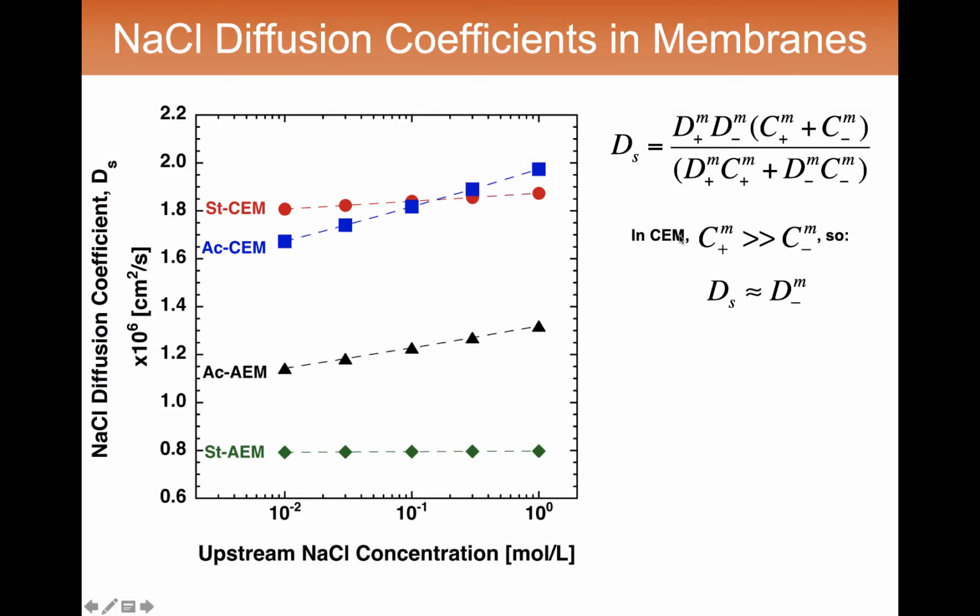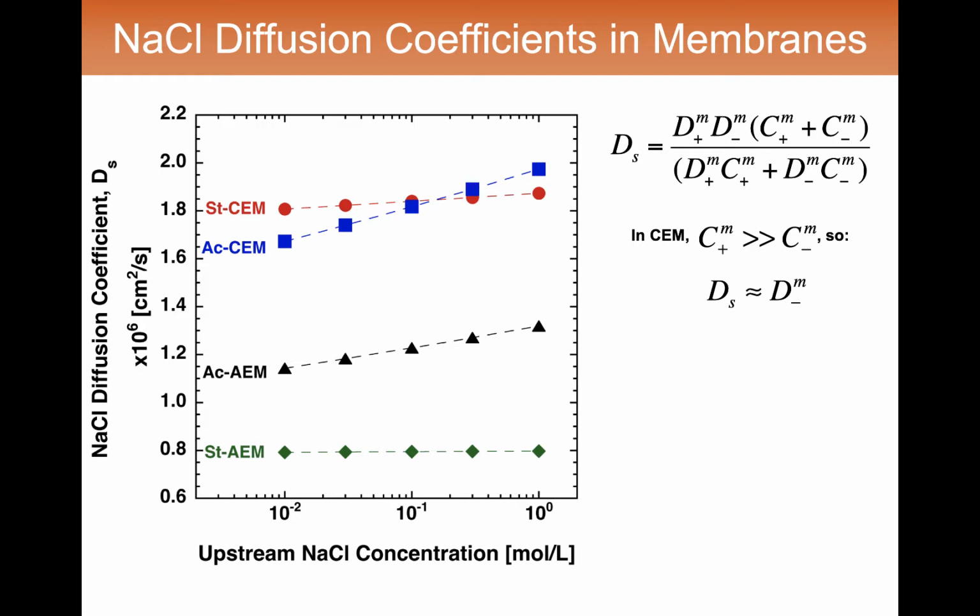So in the cation exchange membrane, the concentration of cations, say sodium ions, is much greater than the concentration of chloride ions. And if you just plug that into this expression, setting C plus in the membrane much greater than C minus, it turns out that the salt diffusion coefficient is about equal to the anion diffusion coefficient, or the chloride diffusion coefficient in this case. So what this is telling us is that in salt permeability through charged membranes, it's the diffusion coefficient of the rare species, the excluded species, that is the gatekeeping or rate limiting step in determining the diffusion coefficient of salt through the membrane.